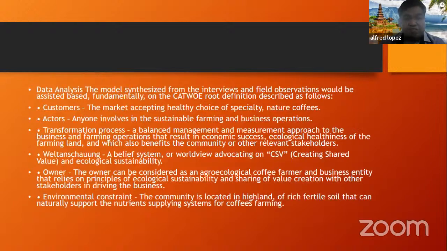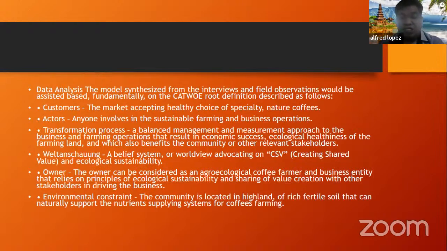For data analysis, the model synthesized from the interviews and field observations would be based fundamentally on the CATWOE root definition described as follows. The customers: the market accepting the healthy choice of specialty nature coffee. Actors: anyone involved in the sustainable farming and business operations. Transformation process: a balanced management and measurement approach to the business and farming operations that result in economic success, ecological healthiness of the farming land, and which also benefits the community or other relevant stakeholders.